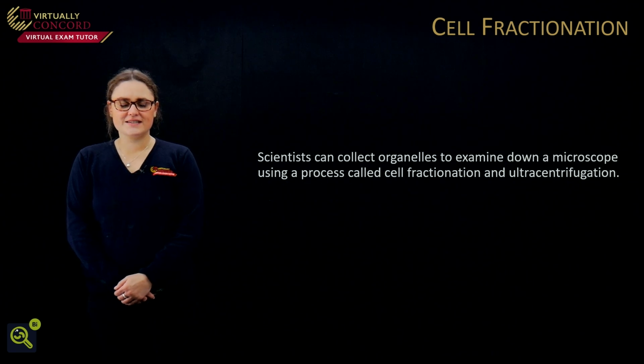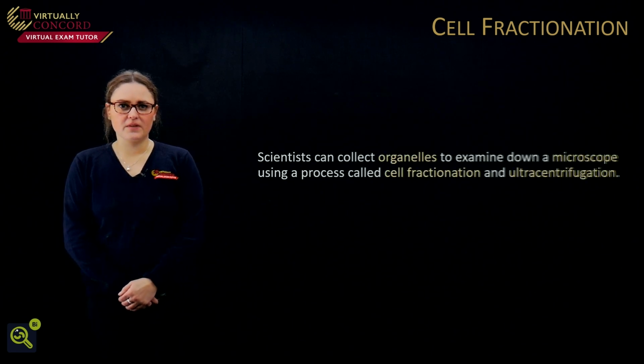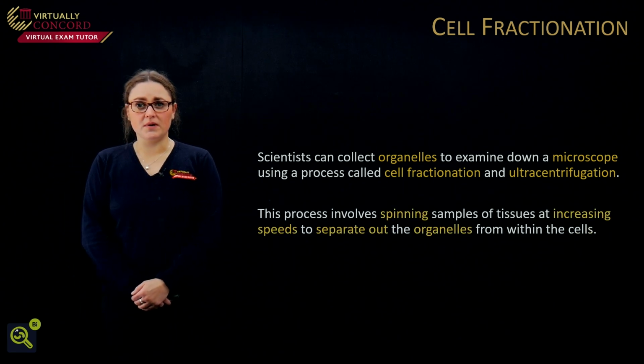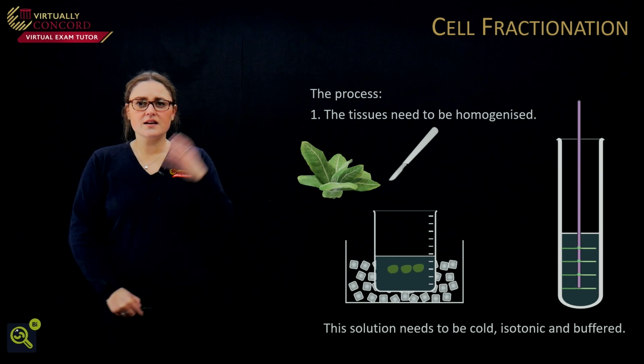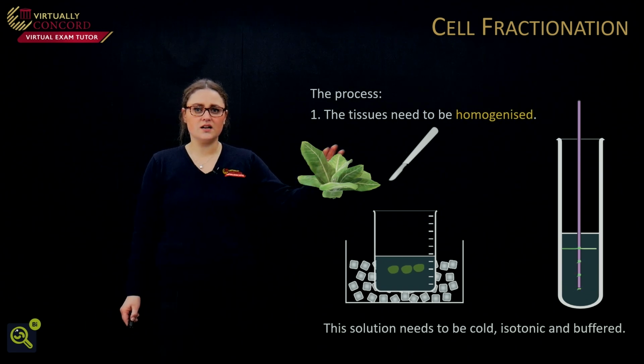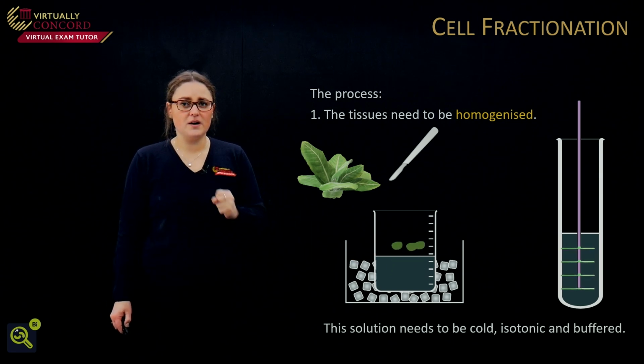In order for scientists to be able to discover and study the structure of different organelles inside the cell, they developed a process called cell fractionation and ultracentrifugation. This is the process by which your samples are spun at increasing speeds to separate out the different organelles from within the cells. Let's have a look at how this works. We start with the process of homogenization. Our tissues are cut up and put into a cold, isotonic and buffered solution.